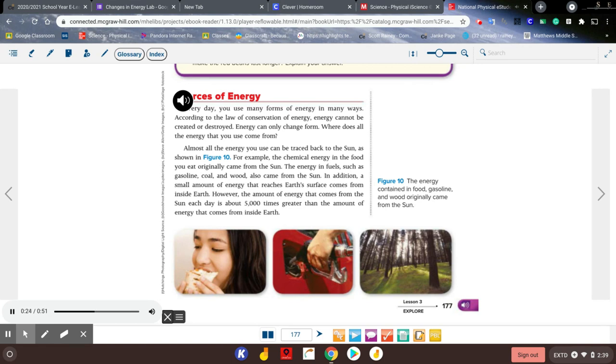For example, the chemical energy in the food you eat originally came from the sun. The energy in fuels, such as gasoline, coal, and wood, also came from the sun. In addition, a small amount of energy that reaches Earth's surface comes from inside Earth. However, the amount of energy that comes from the sun each day is about 5,000 times greater than the amount of energy that comes from inside Earth.